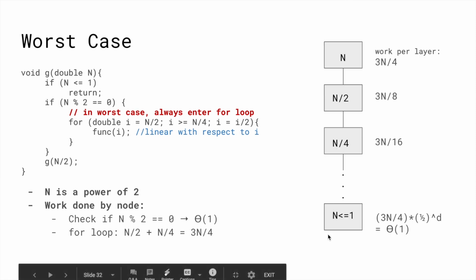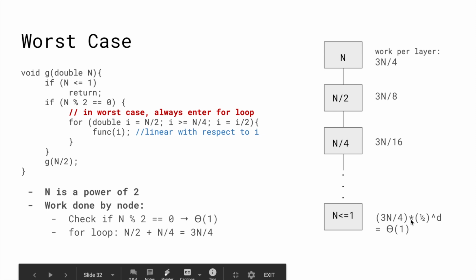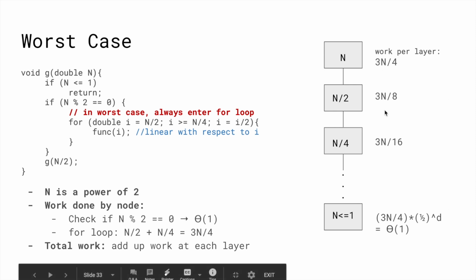Here I have that recursion tree again, starting off when our input is n, we're doing 3n over 4 work. When our input is n over 2, the work is 3n over 8. When our input is n over 4, the work done is 3n over 16. And we can see this pattern carried down until our base case, when our work per layer is 3n over 4 times 1/2 to the power of d, which I will get into a little bit more later. But anyways, to add up our total work, we'll just add up the work at each of these layers.